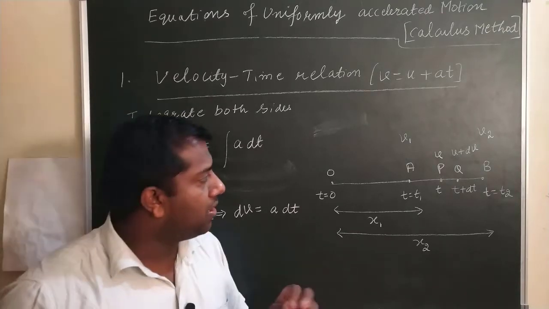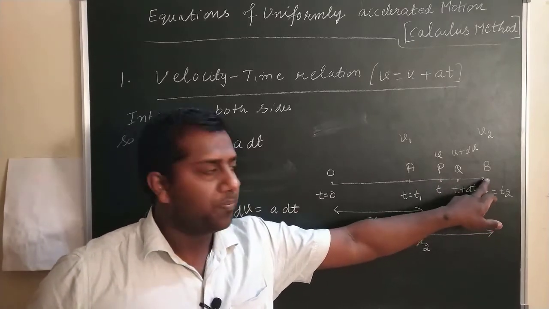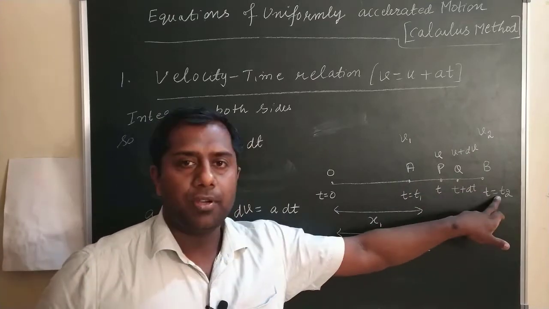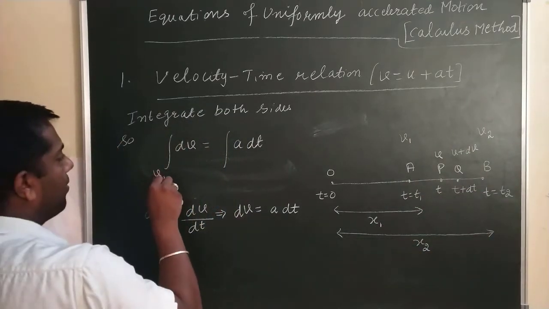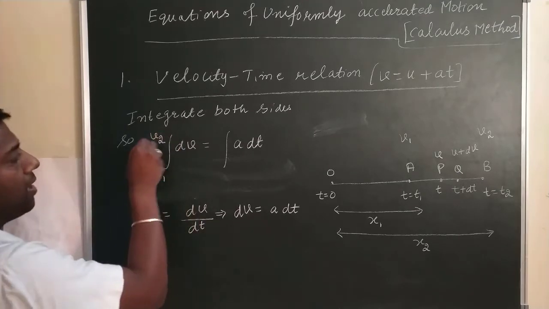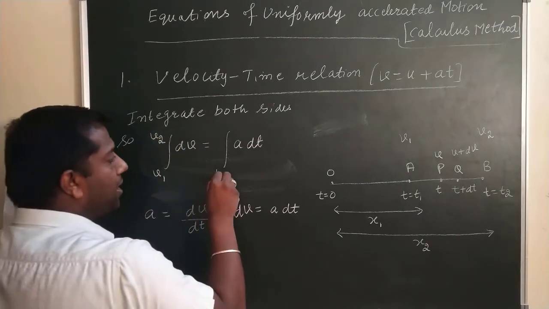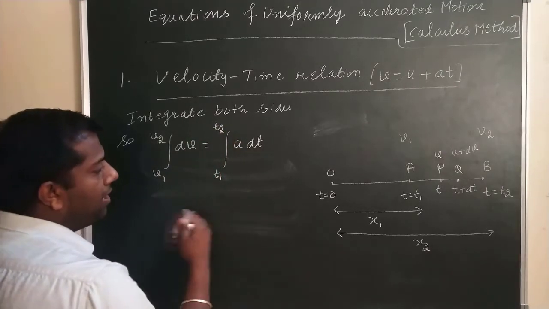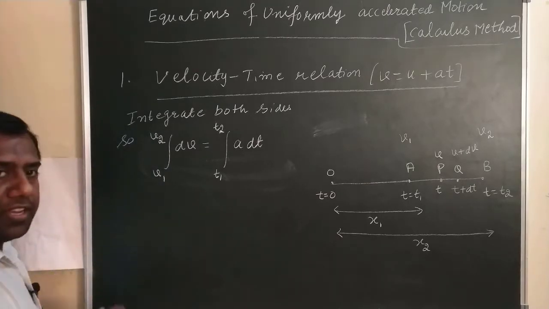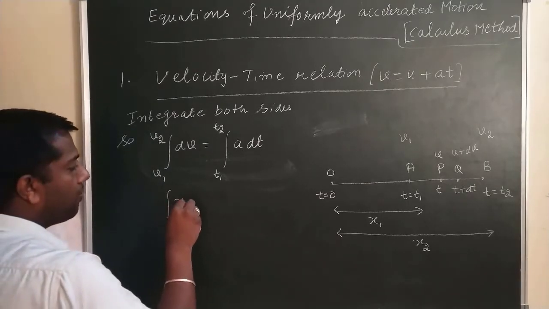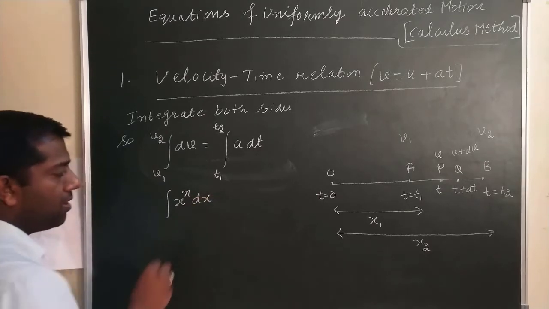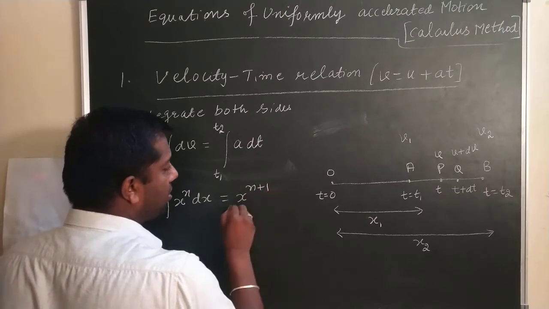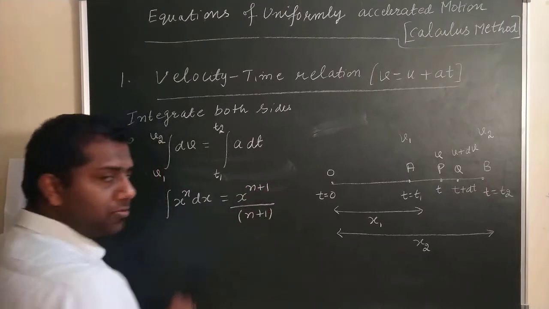Clear? So now we are integrating from the point A to the point B. So the limits of the velocities are v1 to v2 and the time limits are t1 to t2. So we will write v1 as the lower limit and v2 as the higher limit. Similarly, t1 is the lower limit and t2 is the higher limit. Then we will use the property of integration. We know that the integral of x raised to power n dx is x raised to power n plus 1 divided by n plus 1.